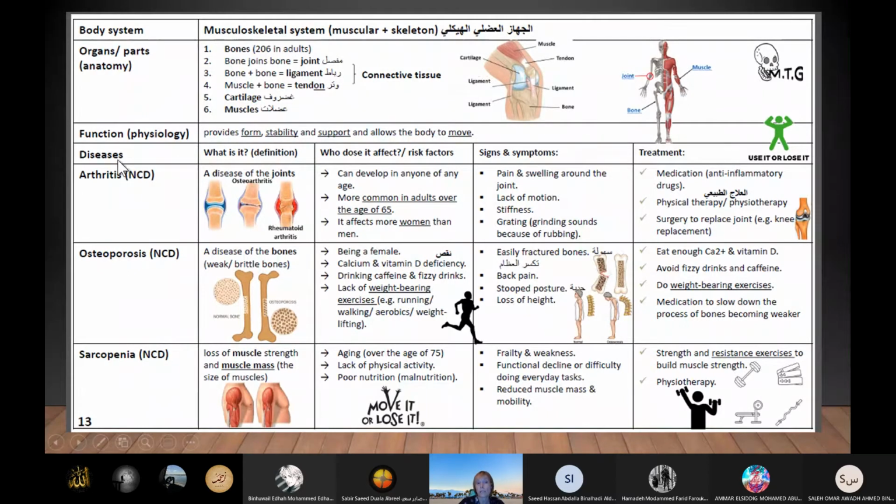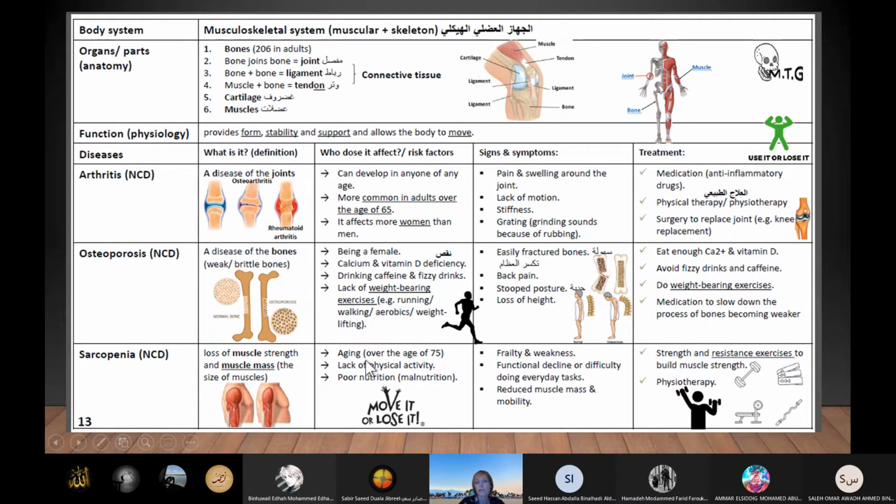So we had 3 diseases of the musculoskeletal system, which were arthritis, osteoporosis, and sarcopenia. I'm not going to go through all of the information on here, but what we have here is who it affects. Generally, arthritis affects more women than men. And osteoporosis, again, is also more common if you are female. We get unlucky with these 2 diseases, females.